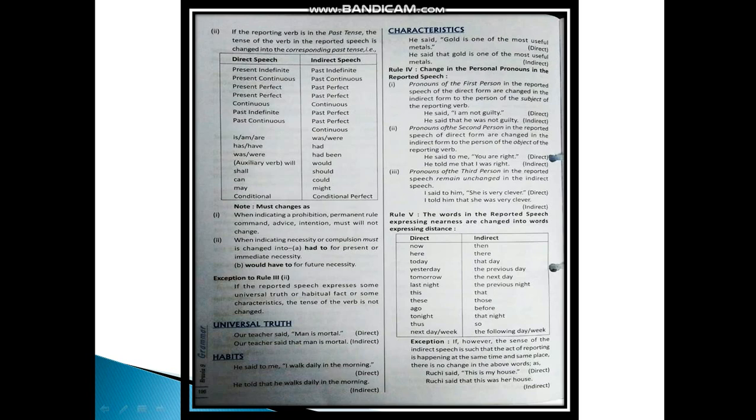ओके क्योंकि ये बात किसने कही थी, ये बात उसने कही थी कि मैं गिल्टी नहीं हूँ, तो उसने कहा वो गिल्टी नहीं है। That's how you write in Hindi, right? So you will say he said that he was not guilty. Next is pronouns of the second person. अगर यूज़ हो रहा है रिपोर्टेड स्पीच में, like you are right, you are wrong और whatever, so you will use person of the object of the reporting verb. He said to me you are right. उसने मुझे कहा, उसने ये बात मुझे कही, so हम इसको कैसे बोलेंगे, he told me that I was right.